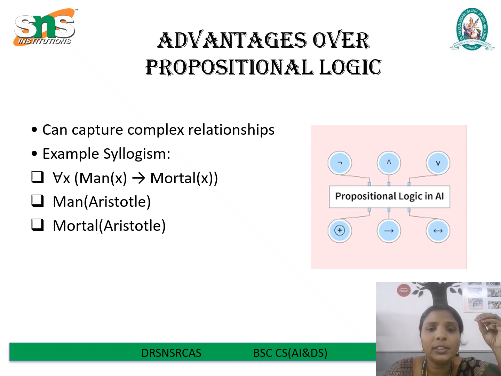Now predicate logic fixes this. Let's break it down. All men are mortal is written as ∀x (man(x) → mortal(x)), meaning for every X, if X is a man, then X is mortal. So these are examples of predicate logic.